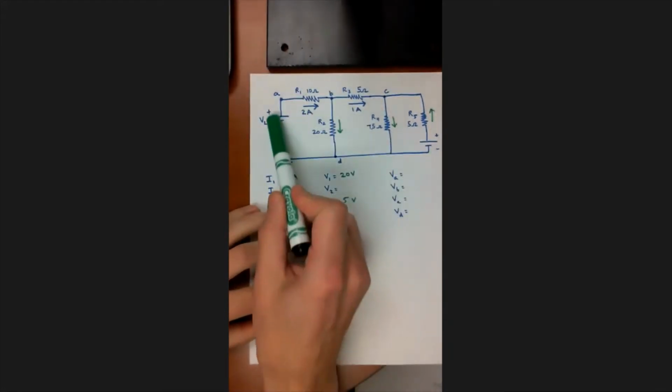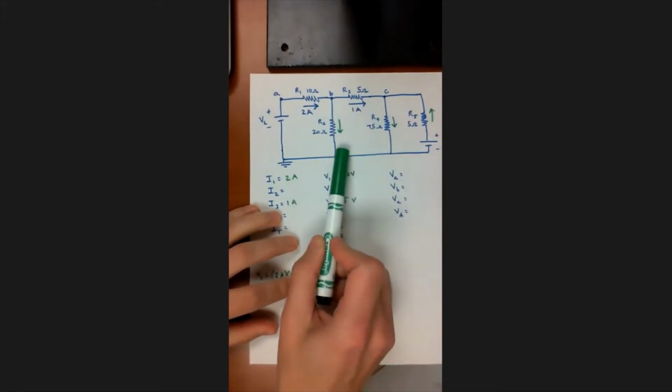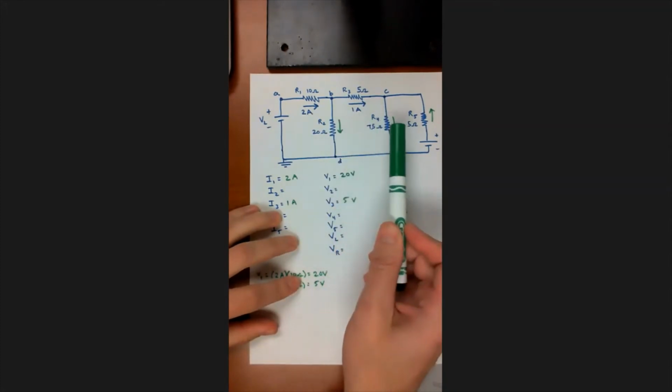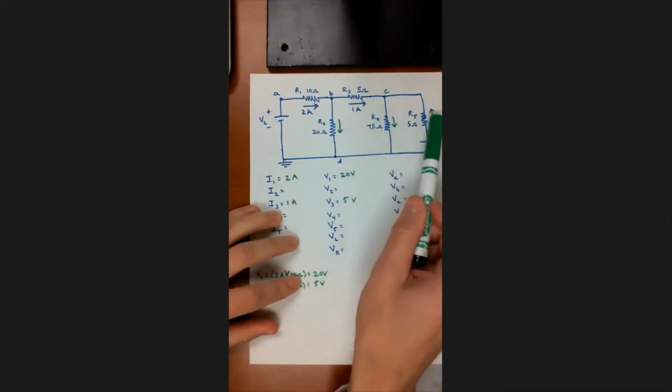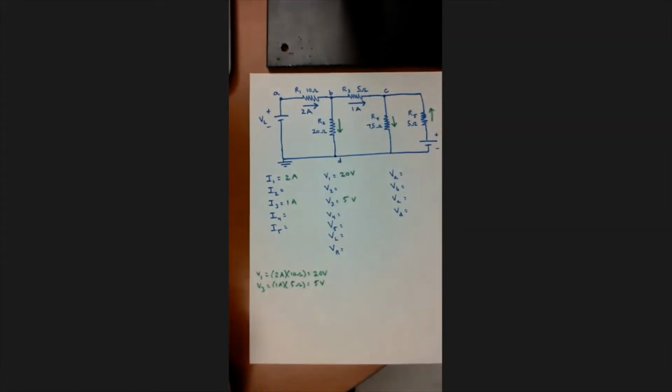Does this loop work? No, because I don't know that or that. Does this loop work? No, because I don't know that or that. Does this loop work? No, because I don't know anything in here. I don't know any of these. So I don't see a loop. I could be missing something, but there's no loop that I can see where I can find just one unknown voltage drop.